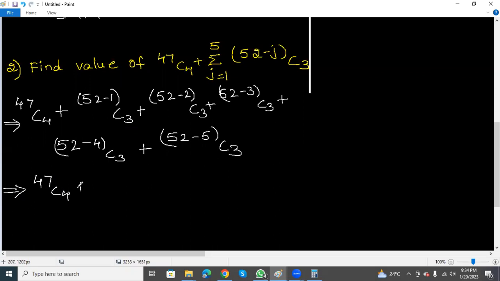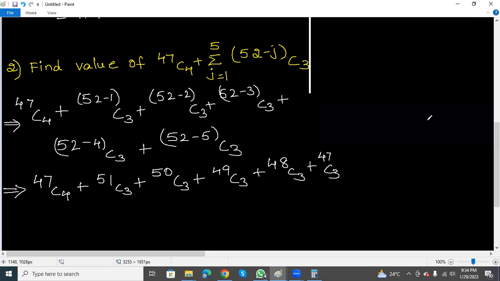47C4 plus 52 minus 1 is 51, so 51C3 plus 50C3 plus 49C3 plus 48C3 plus, this is how much? 47C3.